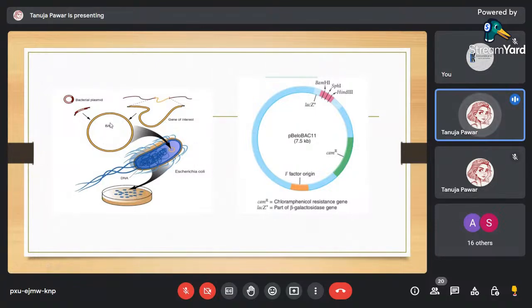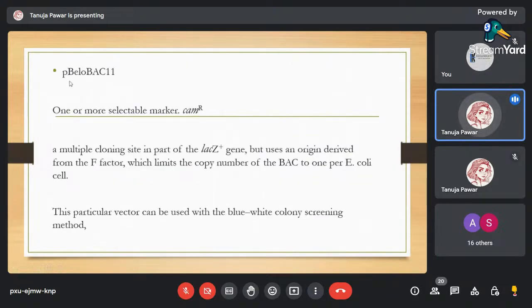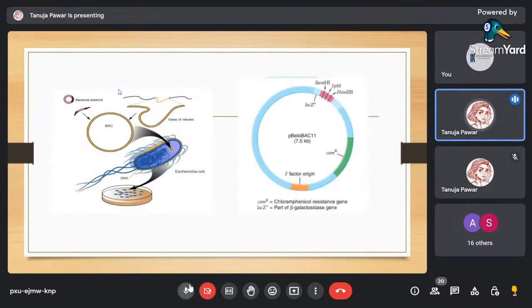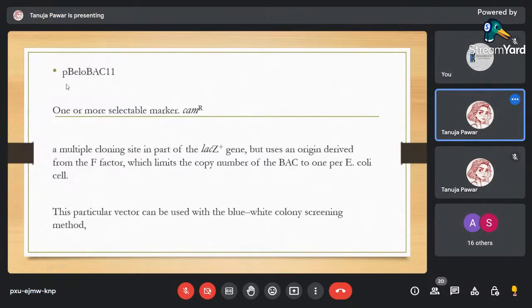After we insert this artificial chromosome in a bacteria, we can detect its presence with the help of a screening method like blue-white screening. Here we take an example of this bacterial artificial chromosome, pBeloBAC11.